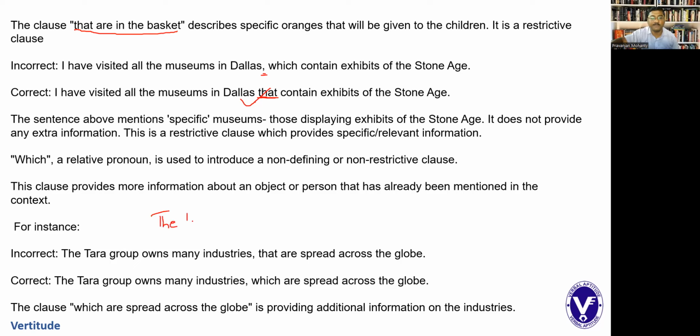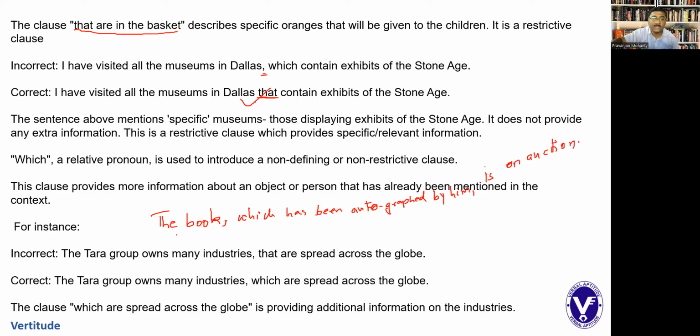The book, which has been autographed by him, is on auction.